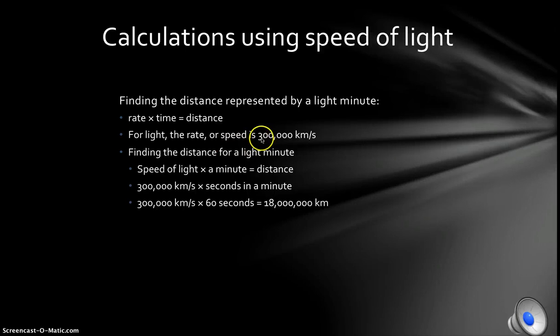For light, the rate is the speed of light. Now, to find the distance for a light minute, we would multiply that speed times a minute, but we have to express that in seconds. It would be 60 seconds in 1 minute. We take 60 seconds times 300,000 kilometers per second, and our result is 18 million kilometers. A light minute is 18 million kilometers.